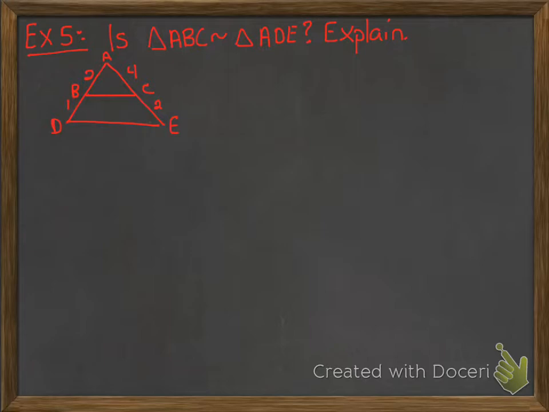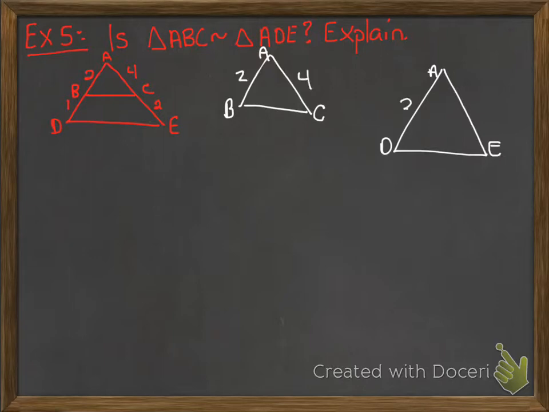Sometimes it helps to draw the triangles separately on what we're looking at. So I have triangle ABC and triangle ADE. Are we okay with that? Yes. I already labeled your 2 and 4. What's this whole side length AD? 3. The whole side length is 3. And my whole side length of AE is 6. Good. Are we okay? Yes.